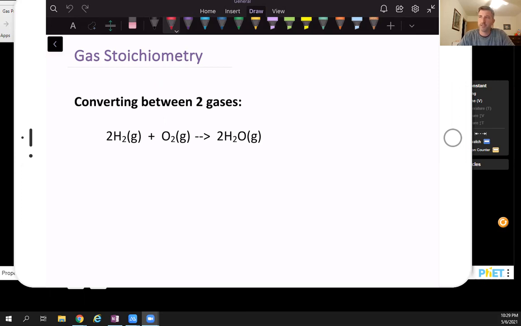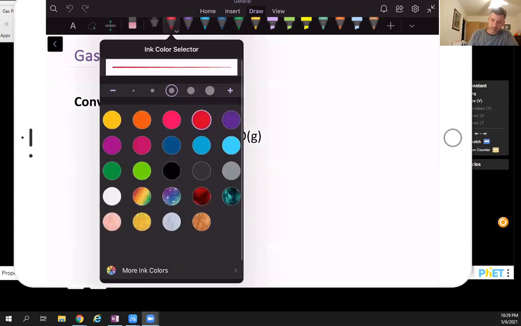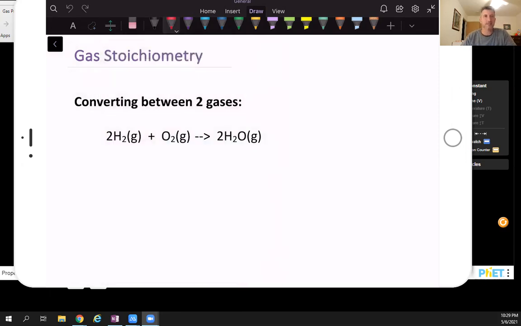So the first thing we have to understand is it's easy to convert between two gases because gases, no matter the identity, a mole of any gas occupies the same amount of space. Okay, and that's a very important thing to understand. Liquids and solids don't work that way because liquids and solids are so dense that larger particles result in a mole of those particles taking up more space.